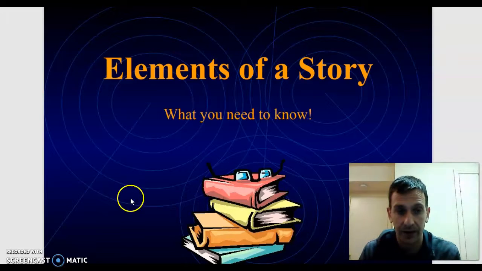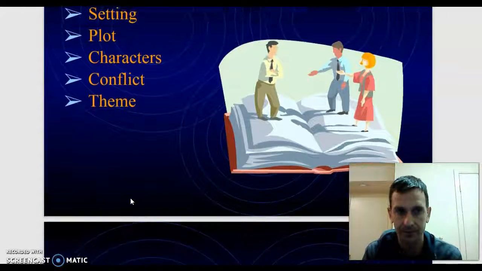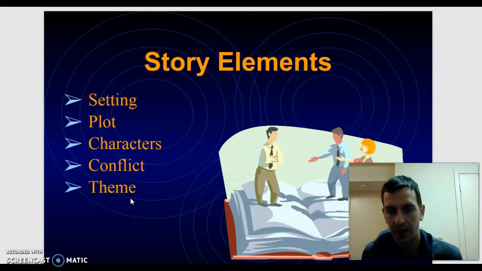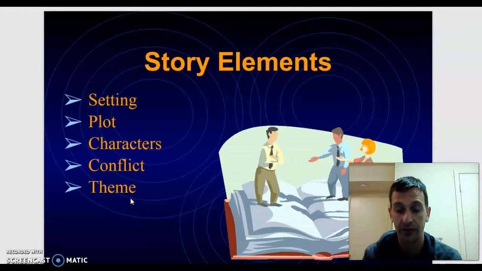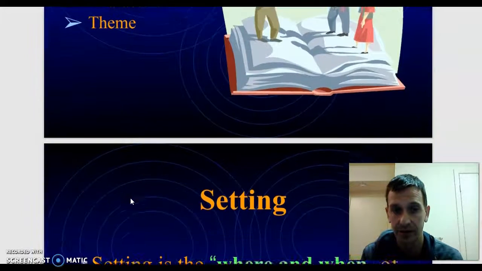So as we start, we're going to do elements of a story. When we're looking at elements, what are we looking at? Setting, plot, characters, conflict, theme, problem, solution. We're going to go through these in the next 13 minutes or so. Just kind of review it. I think a lot of you already know this, but it's going to be a good review, something good to know for your tape test. All right, so let's just jump right into it.